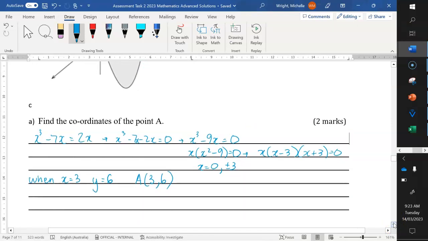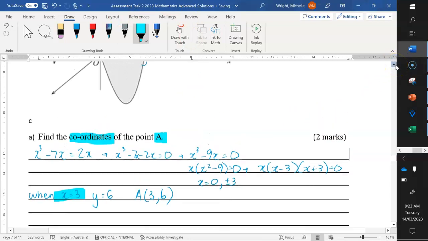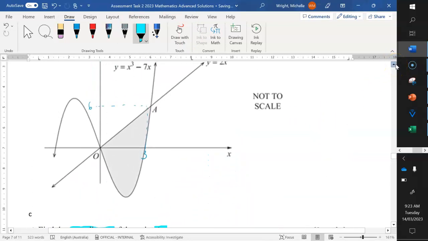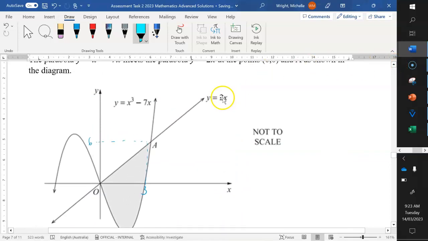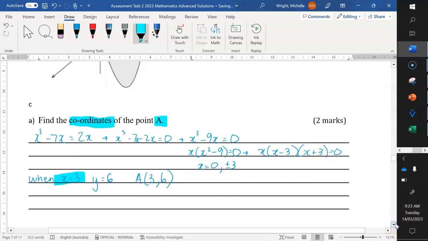And then I needed to find my corresponding y value, because the question asks us to find the coordinates of A, not just the x value. So I want to find y. If I substitute that into either one of those two equations, when x is 3, I would pick this line here. y is 2 times 3, which is 6. So the point is (3, 6) that I want.